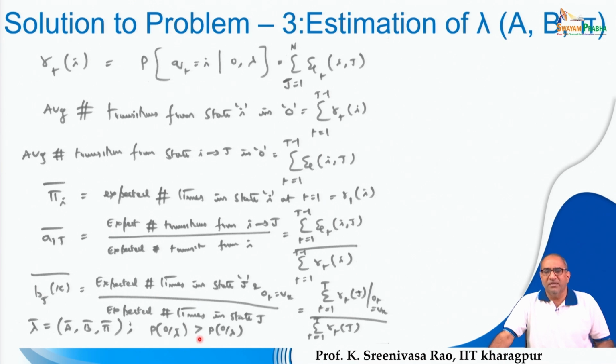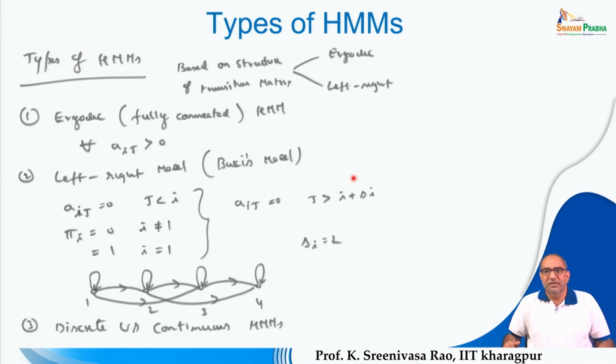If it is greater than the older one, then we can say the parameters are better, and we continue the iterations. These iterations continue until P(O|lambda bar) is not significantly different from P(O|lambda). At that point, we stop, and whatever parameters A, B, pi we have are known as the optimal parameters for the given training data. That way you can estimate the parameters.